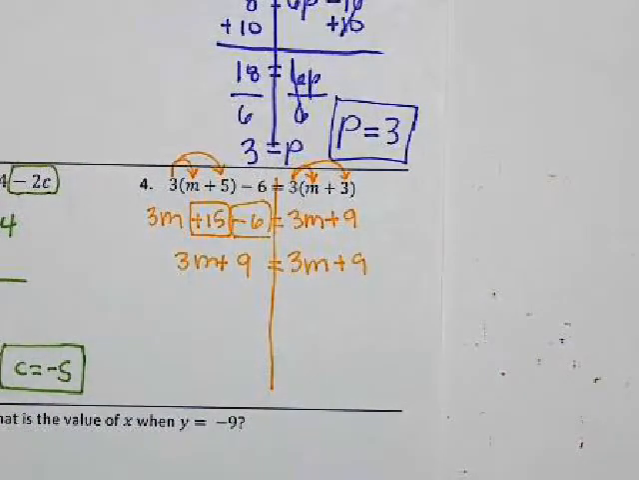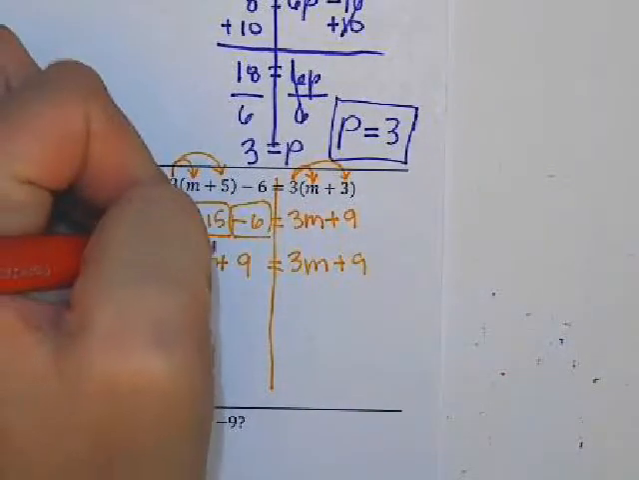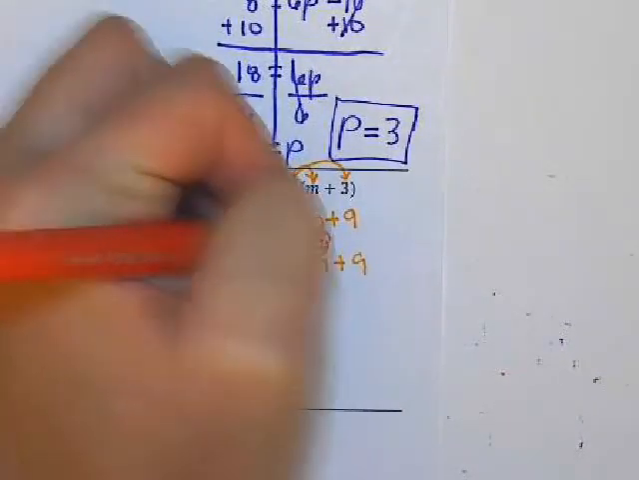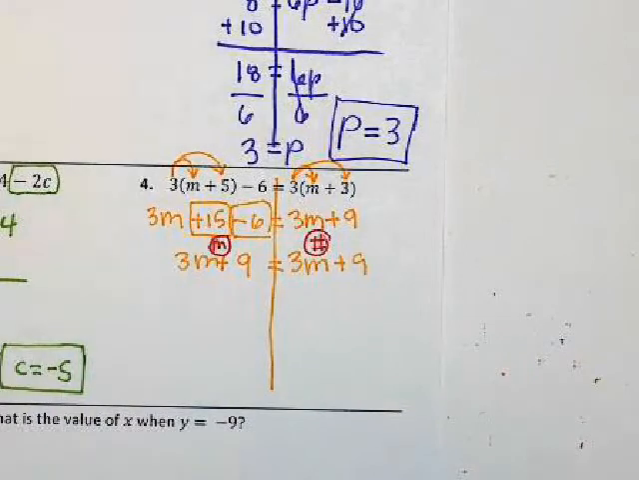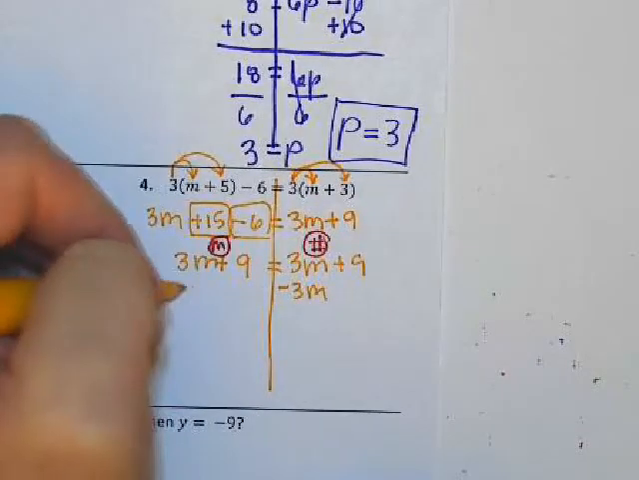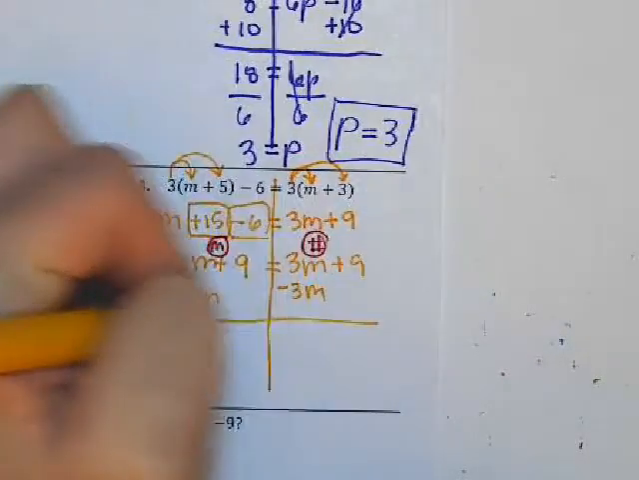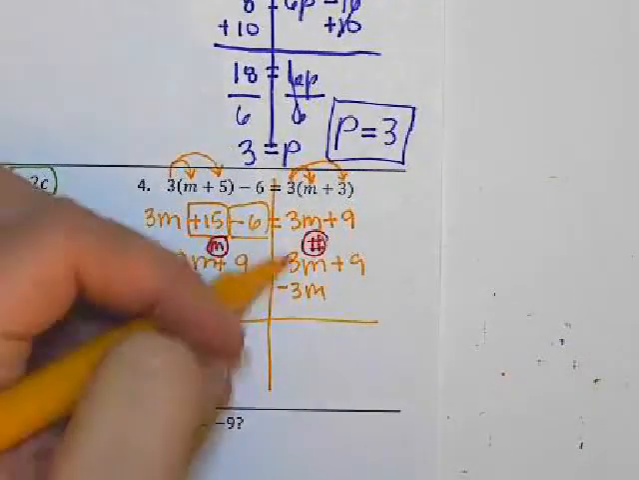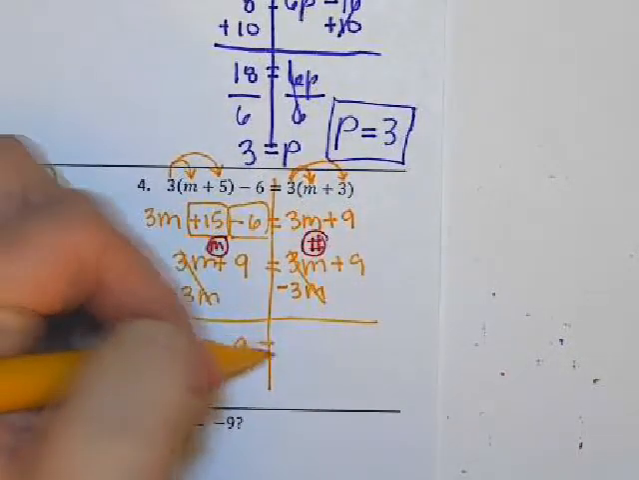All right, now I'm ready to solve. Does it matter which side is my m side? No, because they're the same. 3m and 3m are the same. So I'm just going to make this the m side. Get all your m's to the same side. Minus 3m. Technically, it doesn't matter since it's the same equation. So the 3m's cancel. I'm left with 9 equals 9.